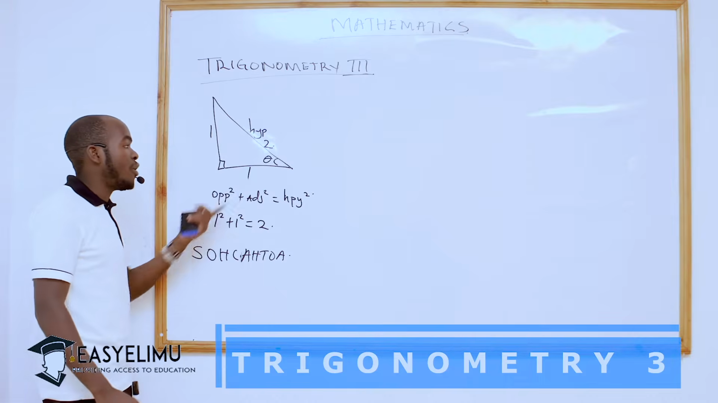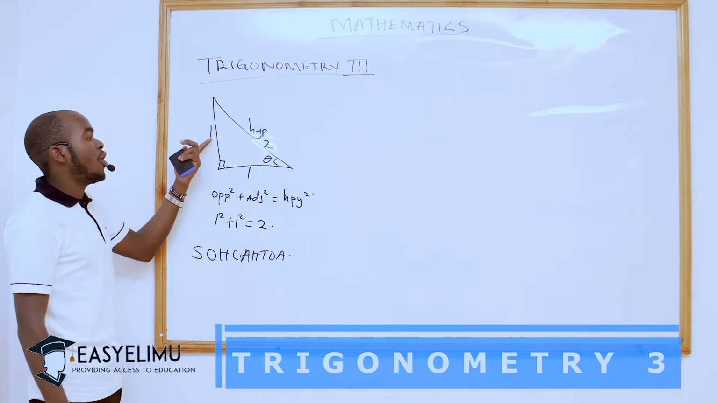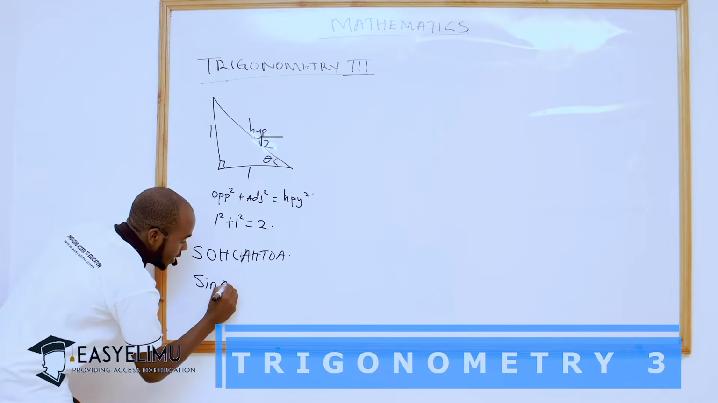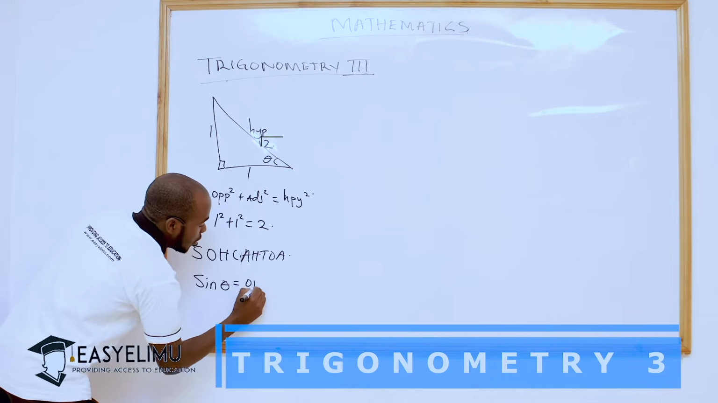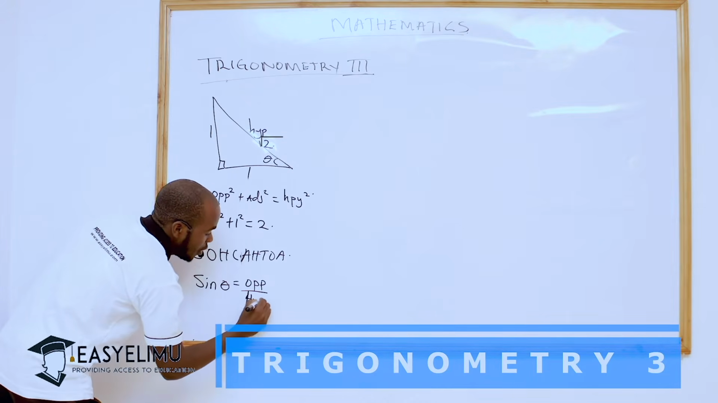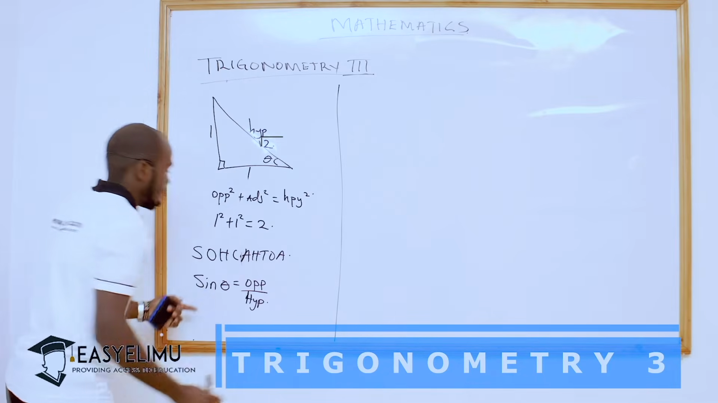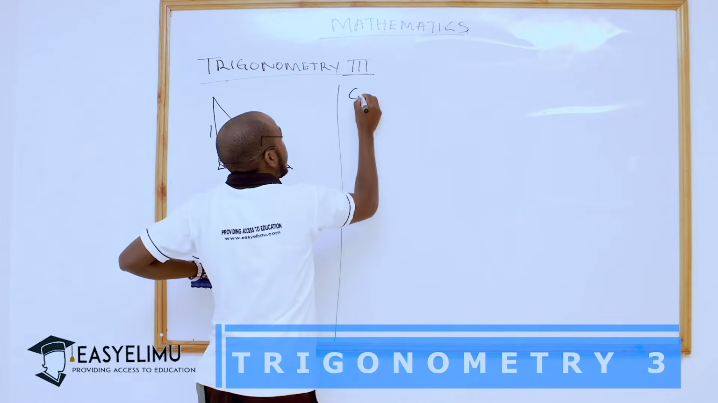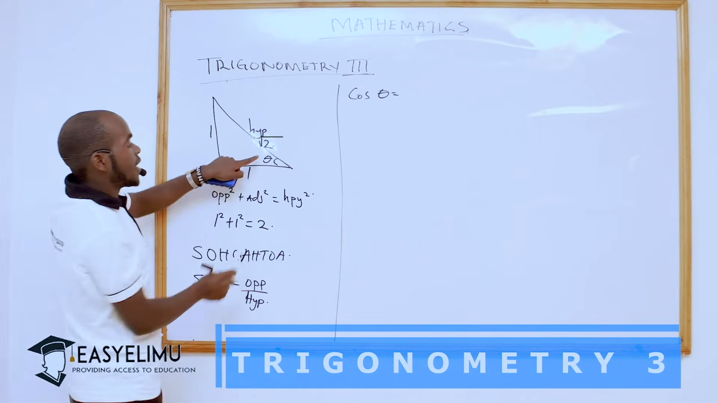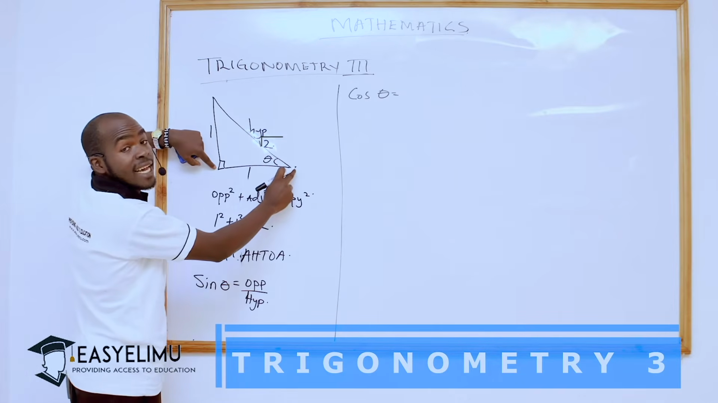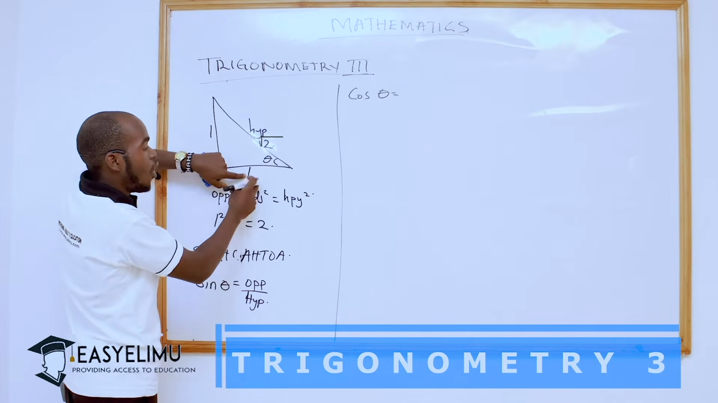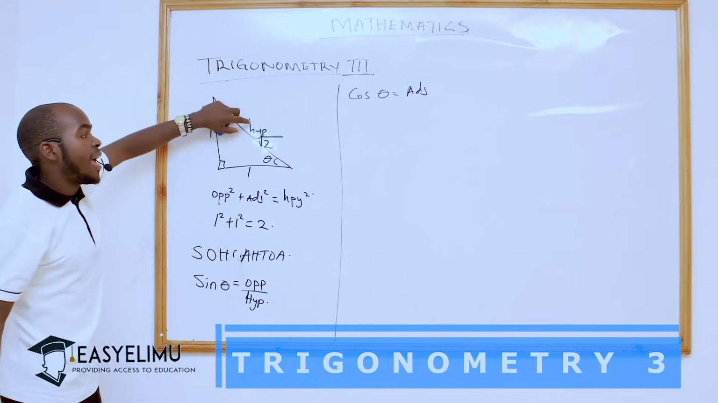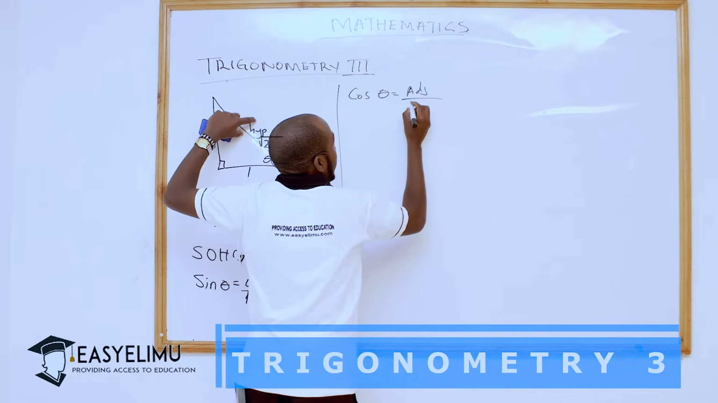If you want to find the sine of the angle given here, you get the opposite of the angle over the hypotenuse. That is, sine theta equals the opposite over the hypotenuse of that angle. And if you want to find the cosine of the angle, you take the side which is adjacent to that angle, so you take the adjacent over the hypotenuse of the triangle.